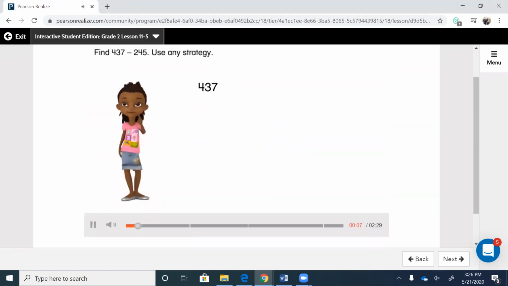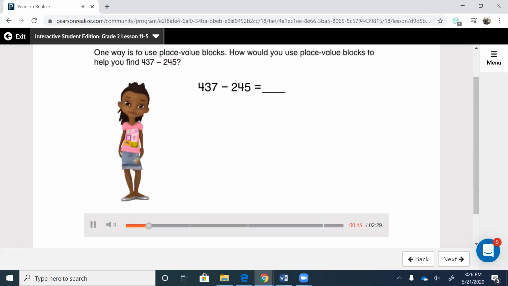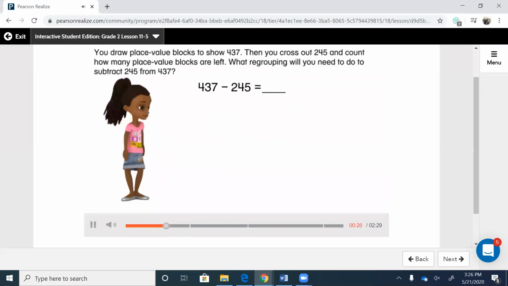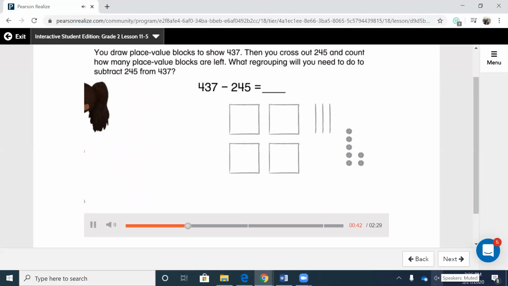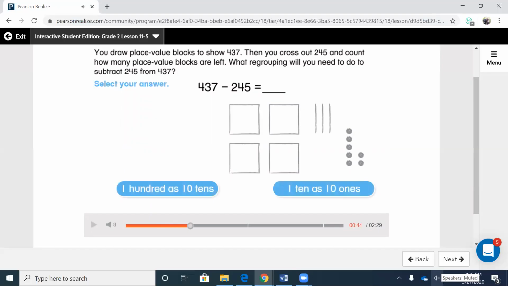Find 437 minus 245. Use any strategy. One way is to use place value blocks. How would you use place value blocks to help you find 437 minus 245? You draw place value blocks to show 437. Then you cross out 245 and count how many place value blocks are left. What regrouping will you need to do to subtract 245 from 437? Select your answer.